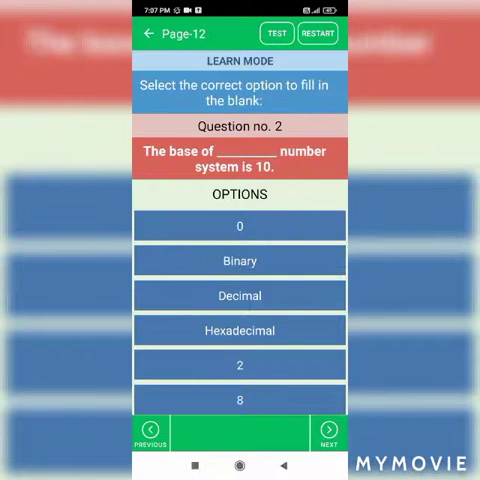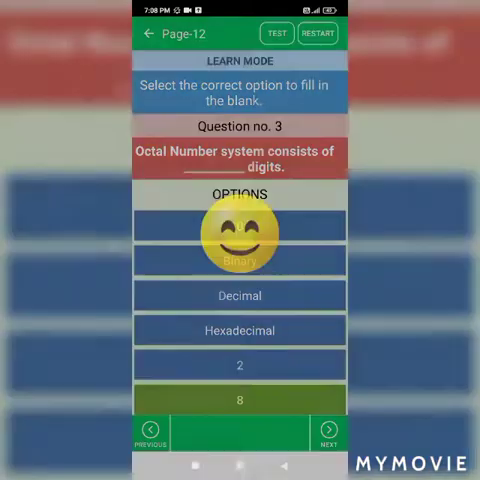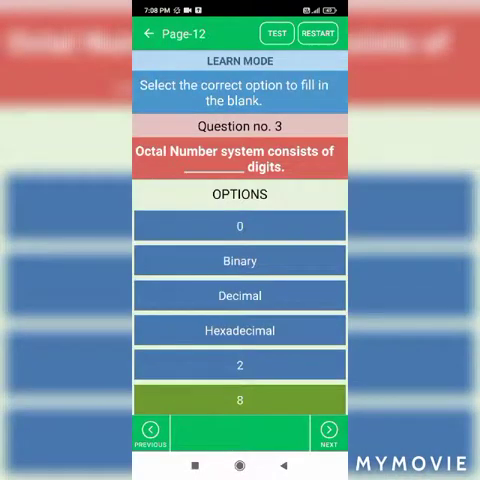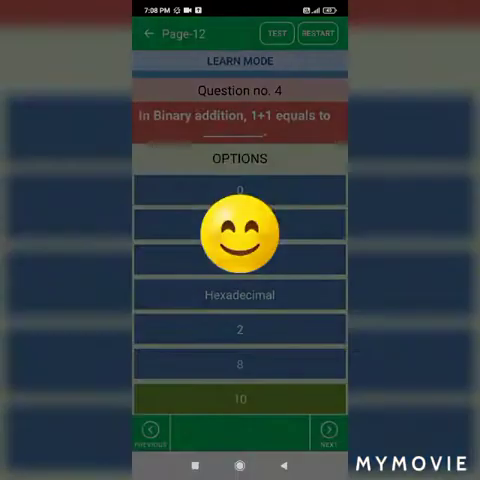Next, the base of dash number system is 10. The answer would be? Very good. You all guessed it right. The answer will be decimal. Next, octal number system consists of how many digits? Yes, you all again guessed it right. The answer will be 8. Next, in binary addition 1 plus 1 equals? The answer is 10.